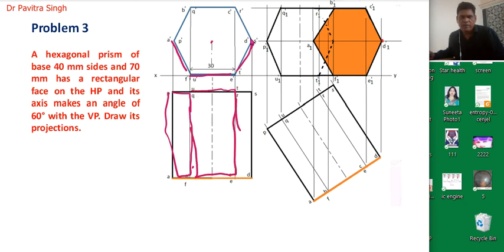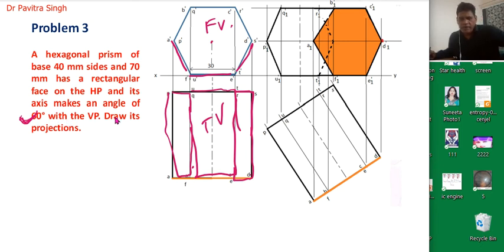Okay, and this surface will be this one. So these three surfaces will be visible when we see this from the top. So this is the top view and this is the front view of this hexagonal prism, which is resting on the horizontal plane. Again, we will incline it with a 60-degree angle to the vertical plane.